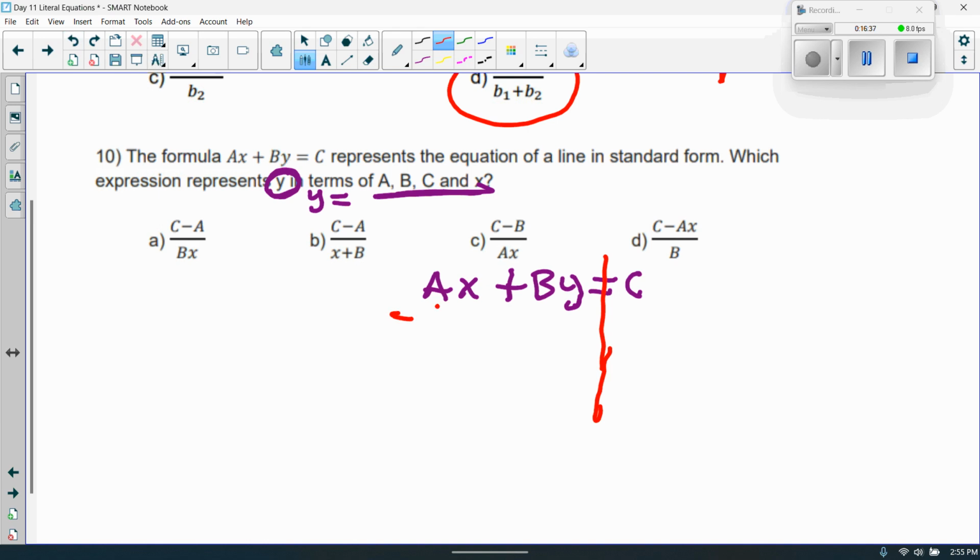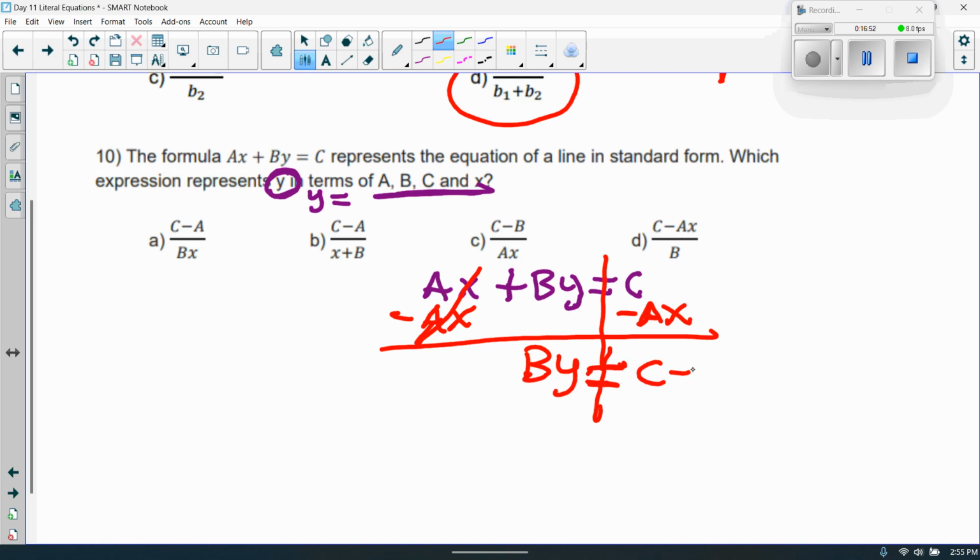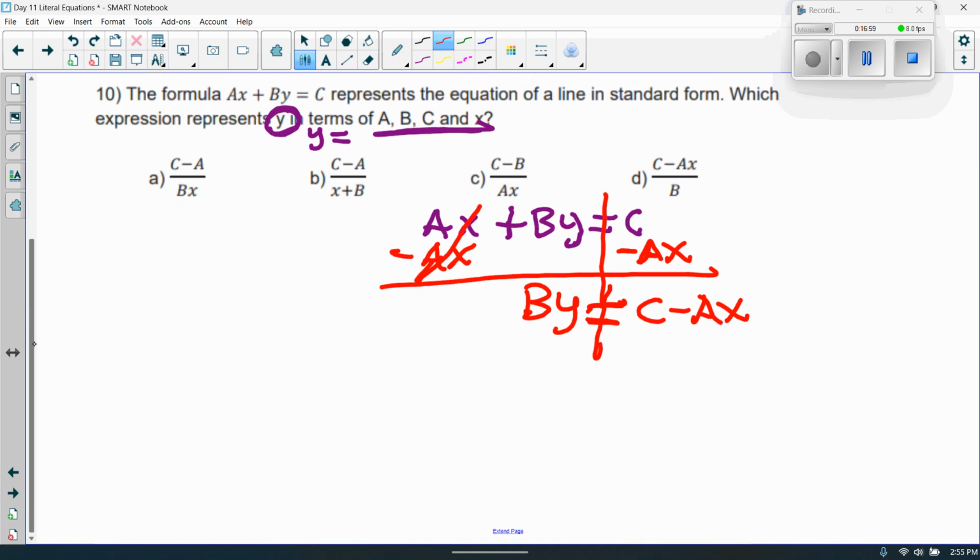So if we're adding ax, we want to minus ax. So let's do it. We're going to minus ax. So we get by is equal to c minus ax. Okay, so we moved it to the other side. And again, notice how I'm not combining c minus ax into cax. No, it's just c minus ax. Just leave it like that.